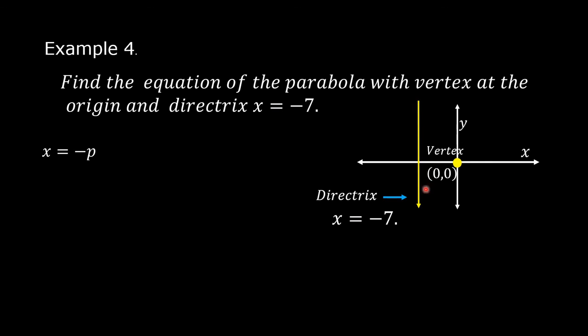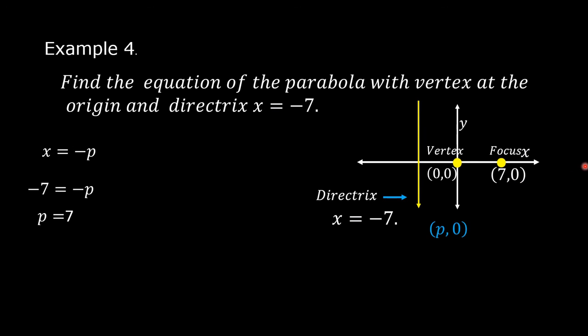If the directrix is parallel to the y-axis, its equation is x is equal to negative p. Replace x by negative 7 because x is equal to negative 7. We have negative 7 is equal to negative p. Dividing both sides by negative 1, we have p is equal to 7. This is the x-coordinate of the focus. So the coordinates of the focus now are 7, 0.